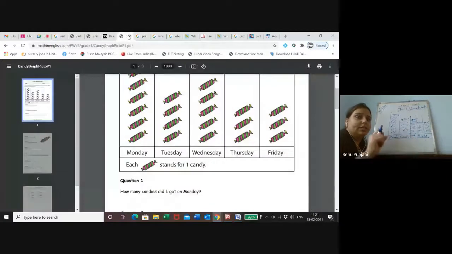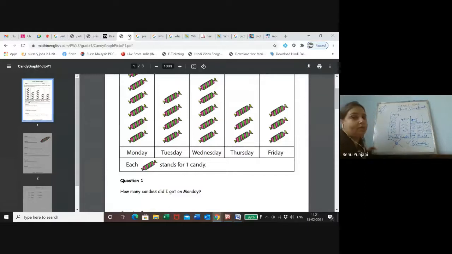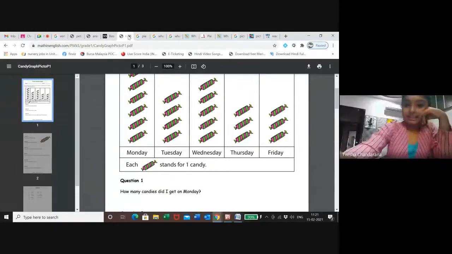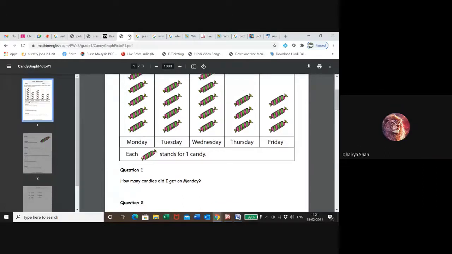Then the question is, how many candies did I get on Monday? So I will write 6 only, or I will write 6 candies. Ma'am, 6 candies. This answer is right. If you write only 6, this will be wrong, because 6 what? I don't know what is 6, if you do not write the name along with this. 6 candies. Yes.